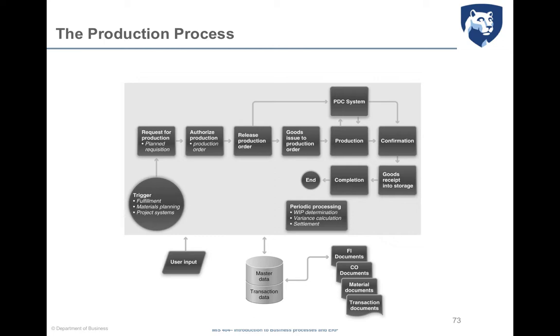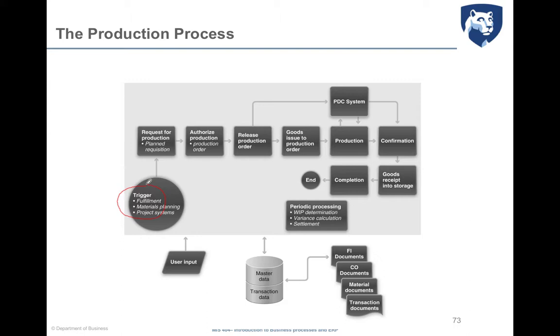SAP system. As you can see, the process begins with a request for production that can be triggered by another process like fulfillment or material planning. So fulfillment if there is the need to complete a customer order, like in make to order approaches, or instead if after material planning we have a need to increase inventory level when we use a make to stock strategy, we need to issue some activity in our production system.